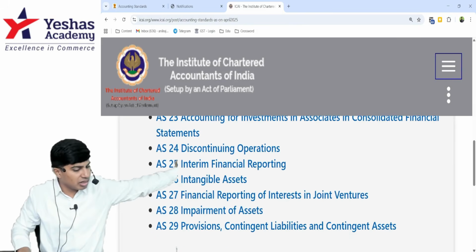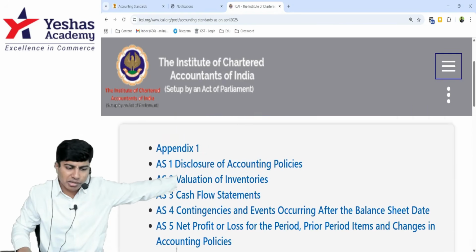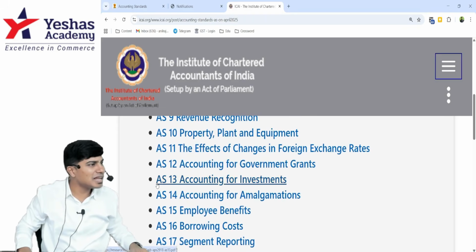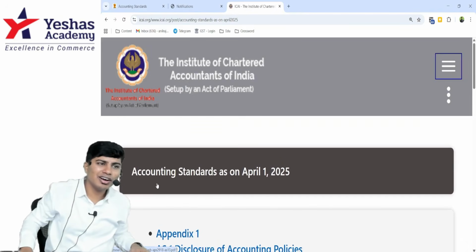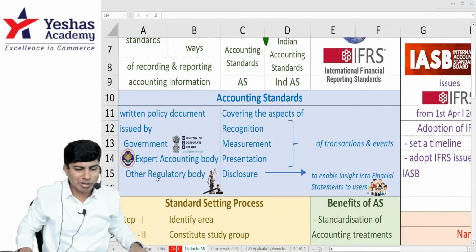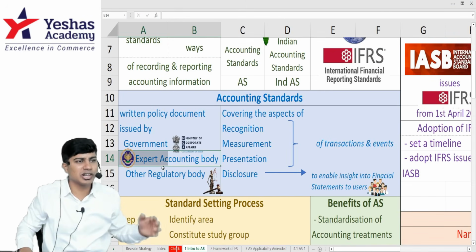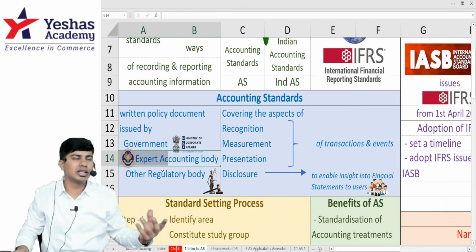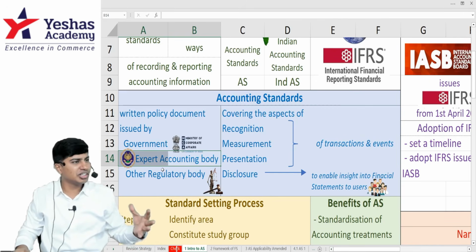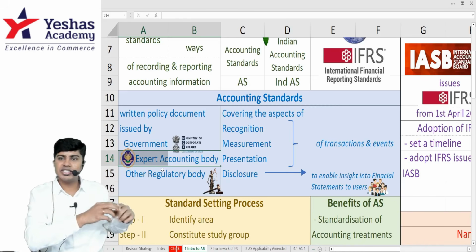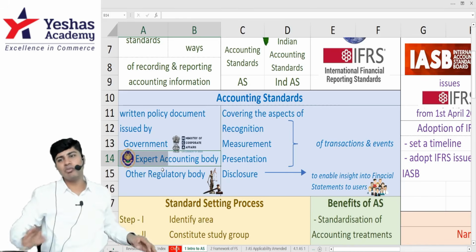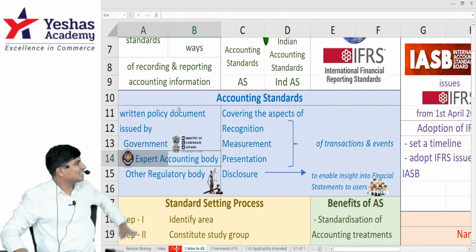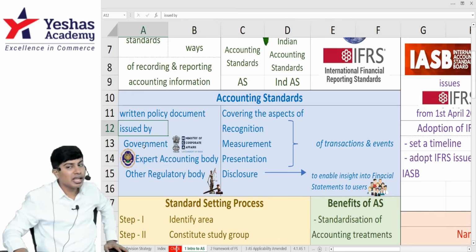So the list is like this. All 29 standards are our syllabus, plus something more. Today's CA Intermediate syllabus is very close to the CA Final syllabus that was there a few years ago. Whatever was the CA Final syllabus in 2012, 13, 14, 15, 16 is today's CA Intermediate syllabus, plus a little more, minus a few things.